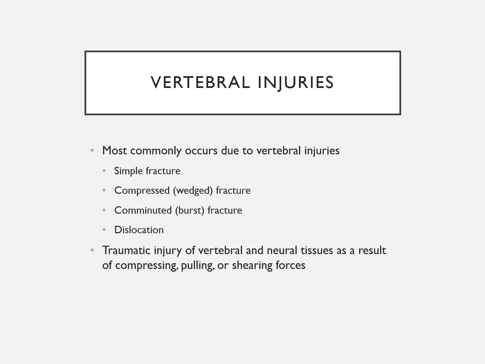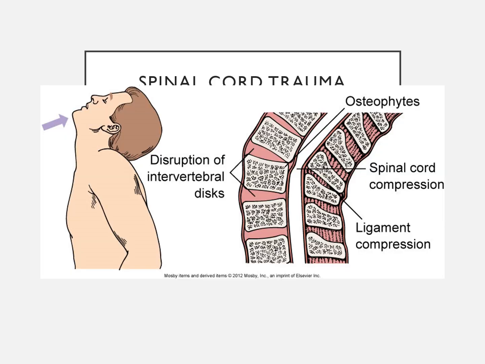These vertebral injuries most commonly occur due to vertebral injuries like a simple fracture, a compressed fracture, a comminuted fracture, or dislocation. A traumatic injury of vertebral and neural tissues as a result of compressing, pulling, or shearing forces. So you often see these in motor vehicle accidents or a traumatic injury, like being thrown off a horse. And this illustrates the spinal cord trauma.